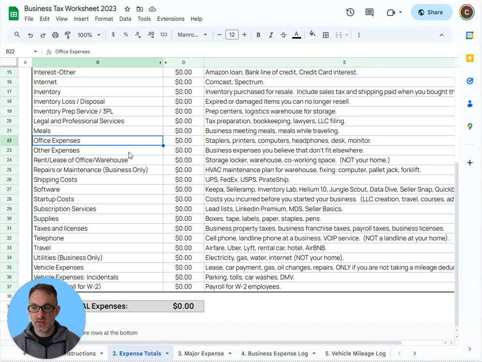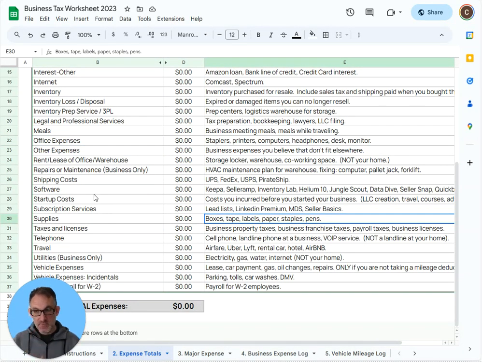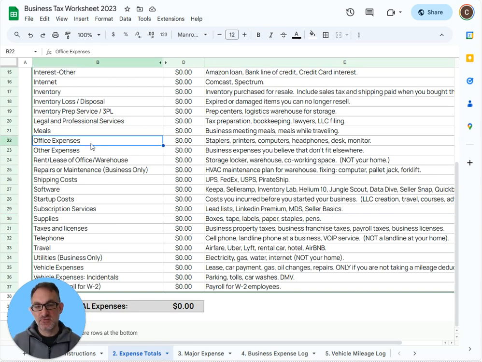Some things you could list in here that aren't even necessarily staplers and printers are computers, monitors, and desks. It could also be things like shipping supplies, which we do have a supply category here for as well. But sometimes you want to classify them as an office expense because it just makes more sense to you. So we have various categories here for all these various things.